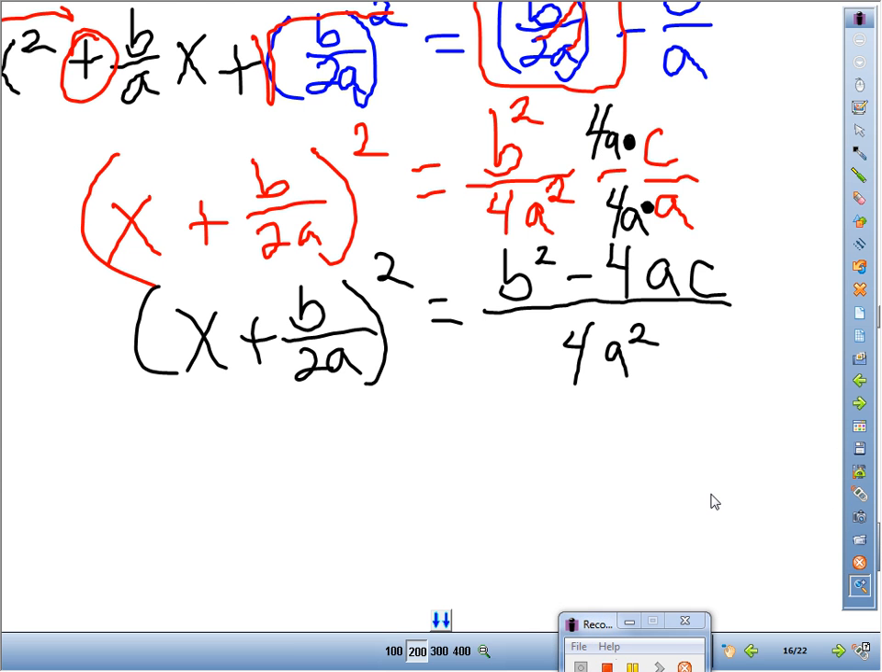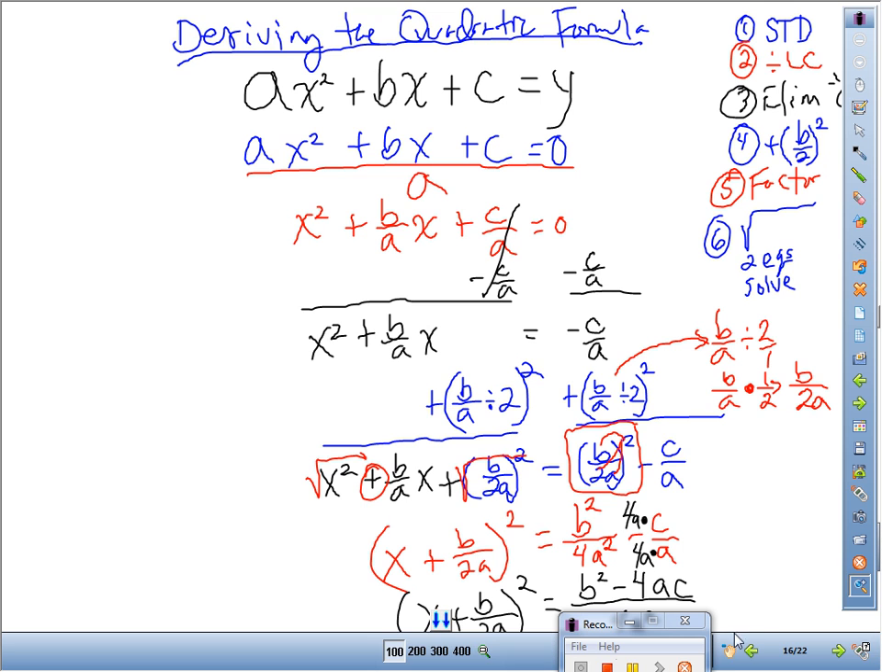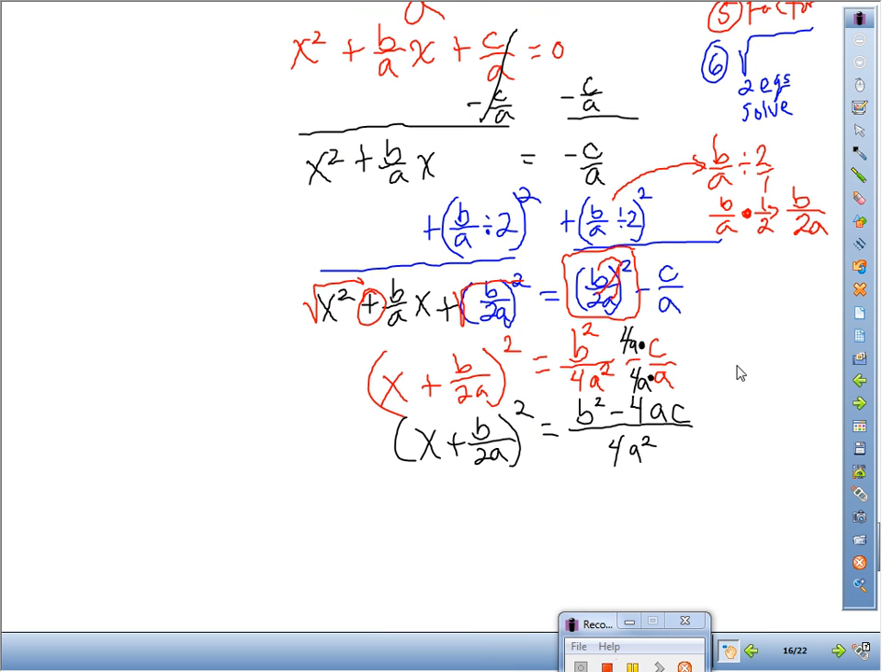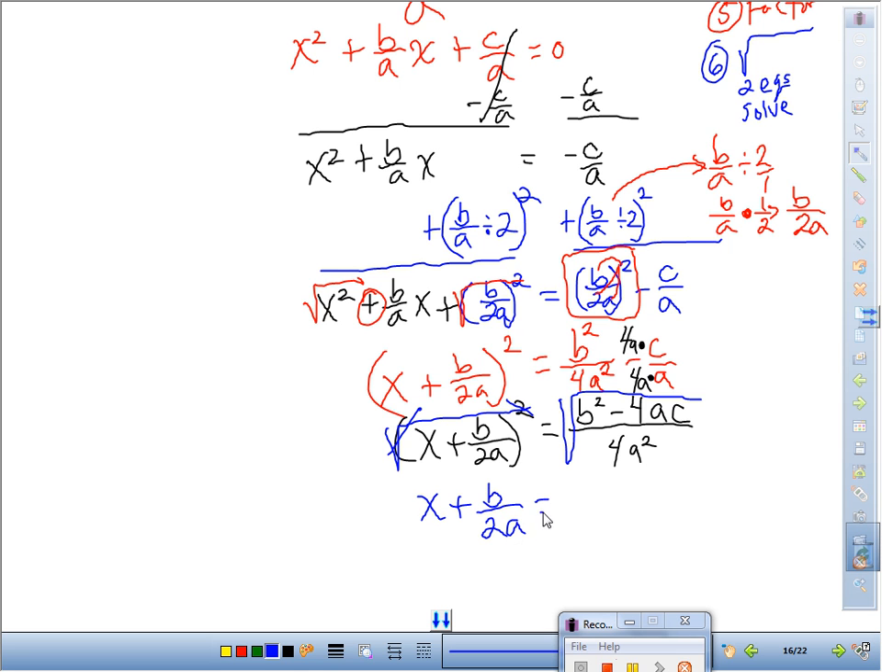So, now we're going to do the last step. I just zoomed out so you guys can see it. Our last step is to take the square root, two equations, solve. So, to cancel this squared, I need to do the square root. Square root of this, square root of this. So, this cancels this. We're left with x plus b over 2a equals plus minus. So check this out. Before I simplify the other side, pens down, eyes up here. Watch. I'm going to zoom in here so you guys can see it again.